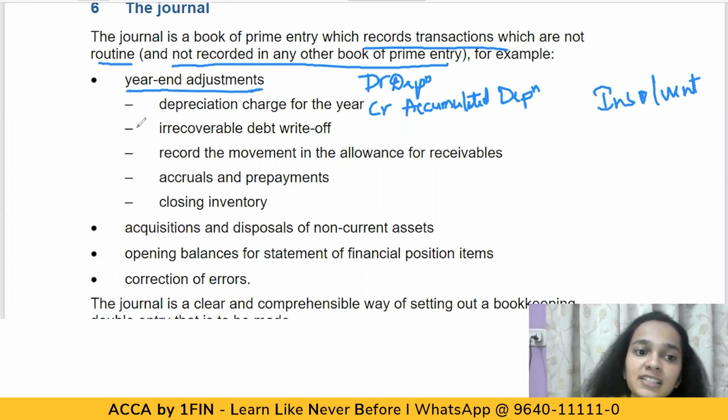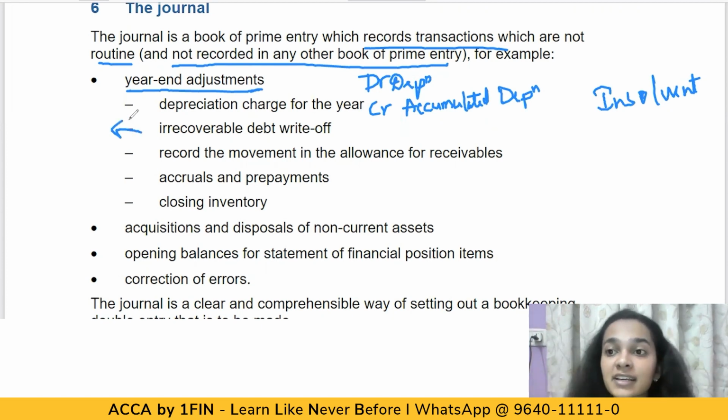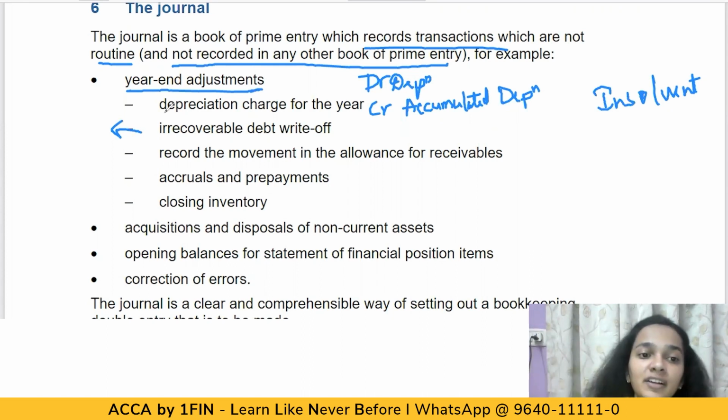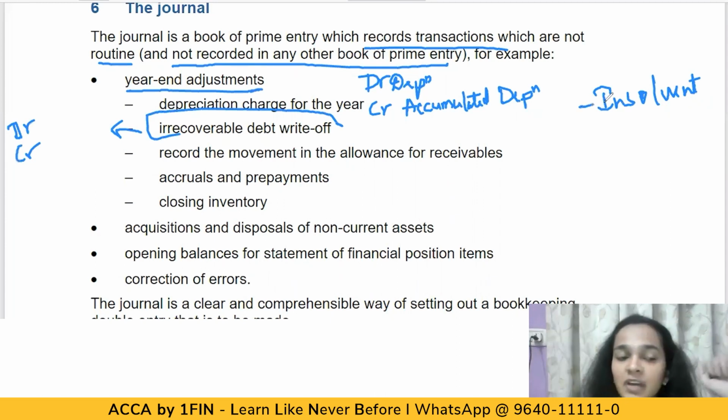The entry for this is again passed at the end of the year, because that's when we come to know, that's when we analyze how many assets are realizable and how many assets are not realizable. So here we'll again pass an entry wherein we'll debit this irrecoverable debt and we'll credit the debtor who has become insolvent. Then record the movement in allowances for receivables.